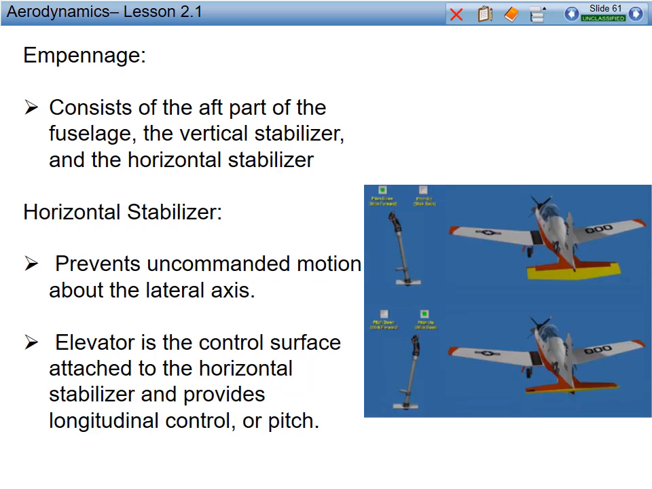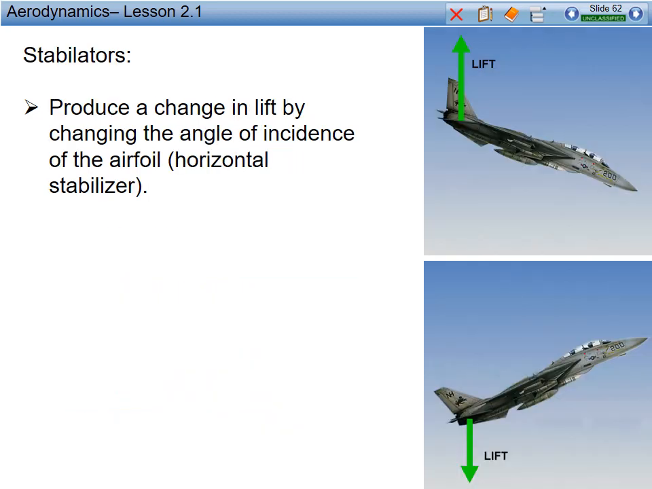The horizontal stabilizer prevents uncommanded motion about the lateral axis. The elevator is the control surface attached to the horizontal stabilizer, provides longitudinal control, or pitch. Stabilators produce a change in lift by changing the angle of incidence of the airfoil. The entire horizontal stabilizer is moving.